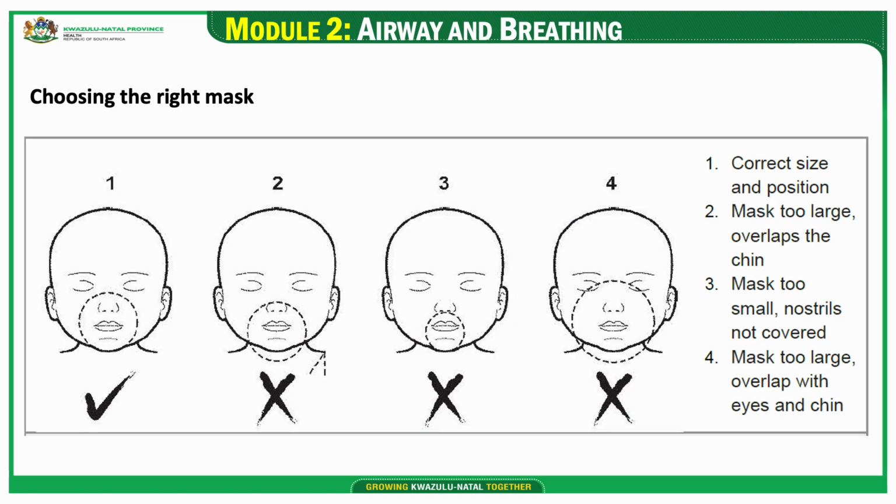Just as it is important to choose the right size bag for manual ventilation, it is also important to choose the right size mask. So you want a mask that's going to cover both the nose and the mouth. You need to make sure that it is not protruding below the chin, that it's not excluding the nose, and that it's not so big that it's causing pressure onto the eyes. So picture number 1 would be the appropriate size mask.